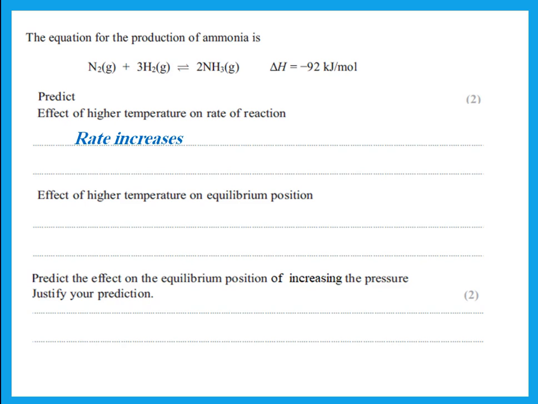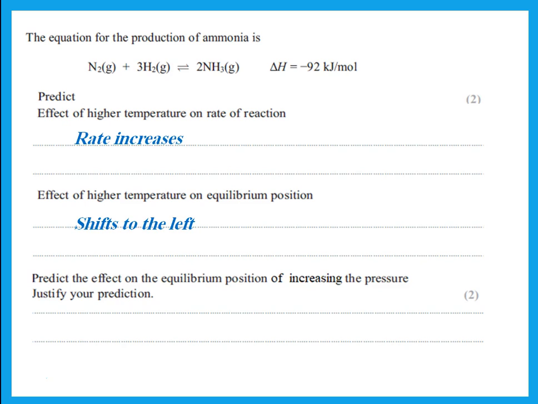If he's saying what is the effect of higher temperature on equilibrium position, that means will it go forward or backward? Remember we said increasing the temperature will cause it to go to the side that is endo. Higher temperature goes endo, lower temperature goes exo. So the higher temperature will go endo. Now is the endo here forward or backward? Well, if delta H is minus, that means the backward is endo, and that means it will go backward or it will shift to the left.